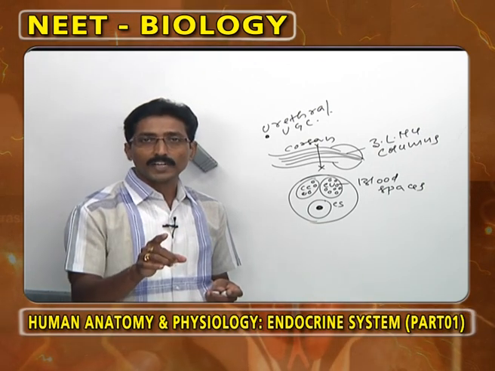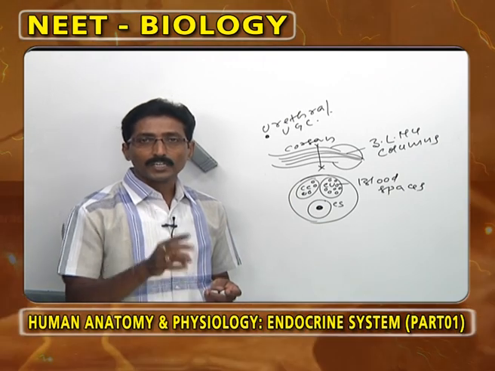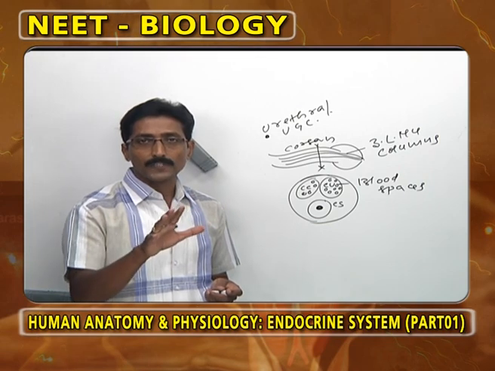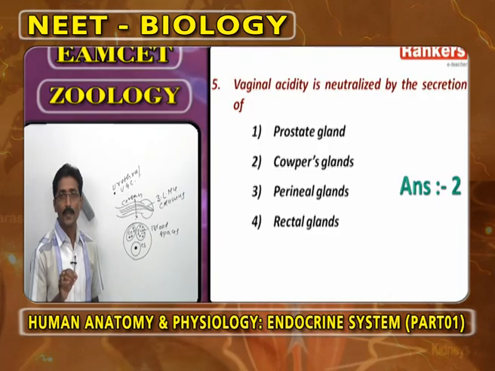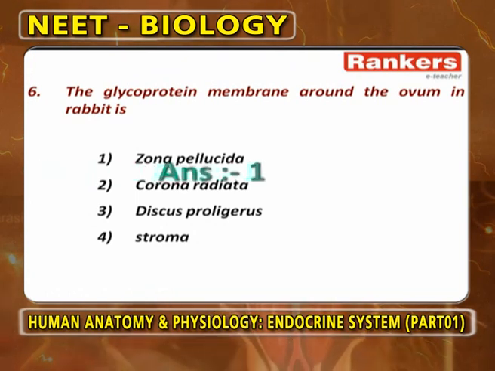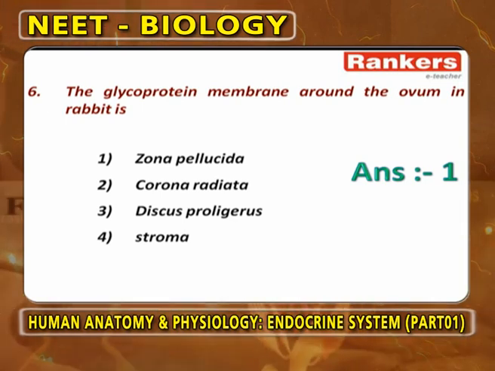The Cowper's glands are present only in the male animal. Number of Cowper's glands is 2. In case of female, Cowper's glands are absent. Now here the answer is the Cowper's glands. Now we go for the next question. The glycoprotein membrane around the ovum in rabbit.